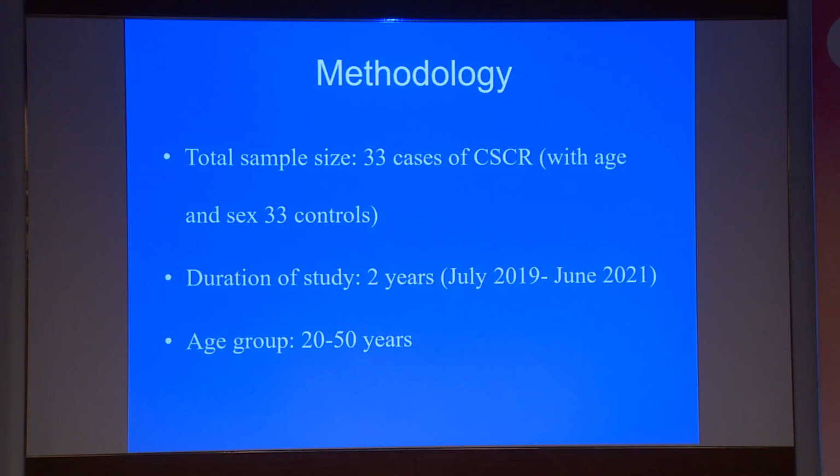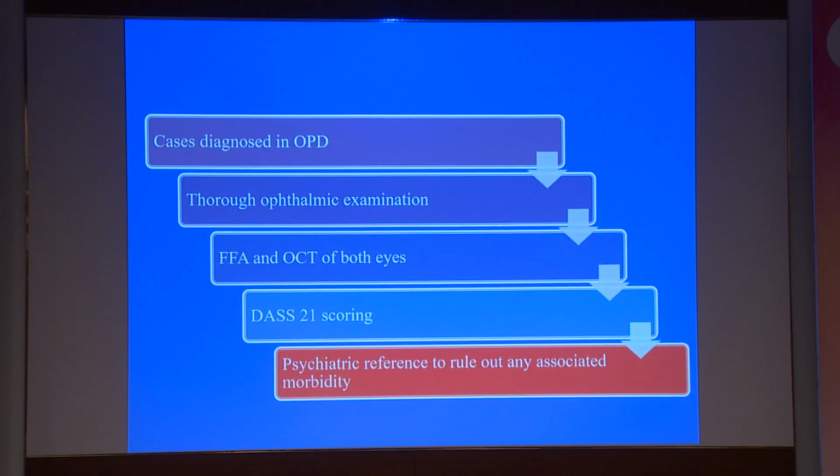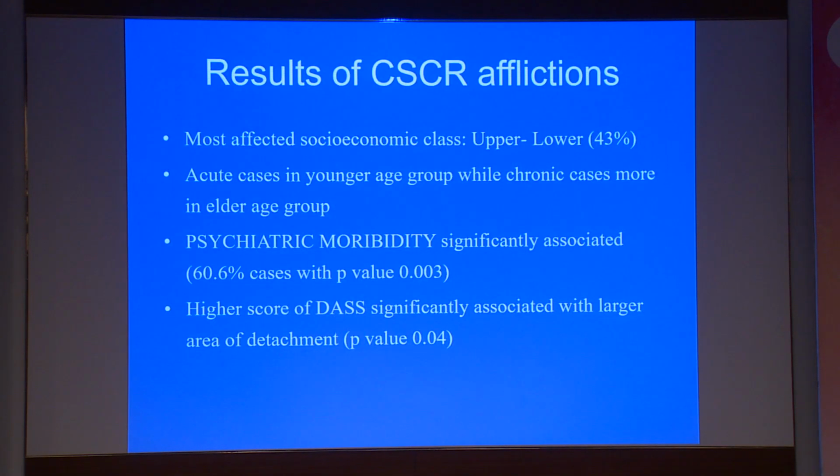In this we had a subset of 33 patients, a follow-up of further patients, with a duration of a 2-year study. So: case diagnosed, OCT, FFA, psychiatric reference. Most patients, what we saw in this result, were of the upper lower class. This is the DSM classification of the socio-economic state. Acute cases were in the younger age group, whereas chronic cases were in the more elder age group.